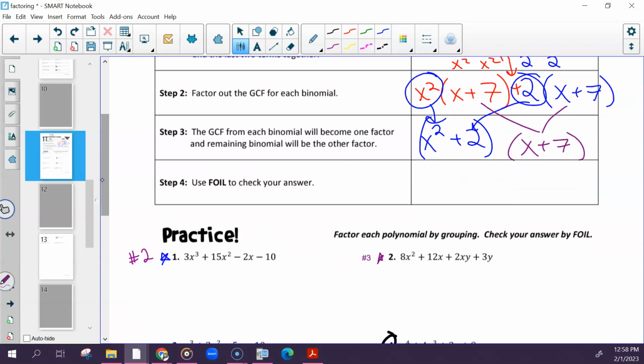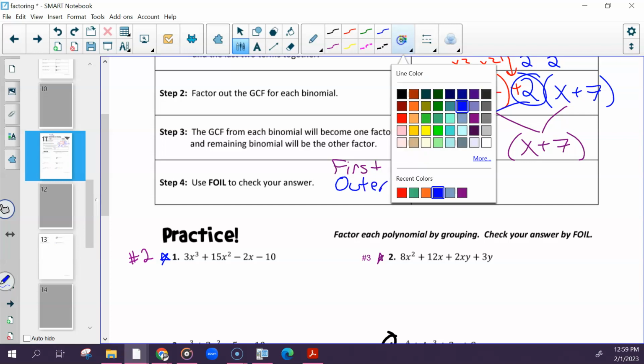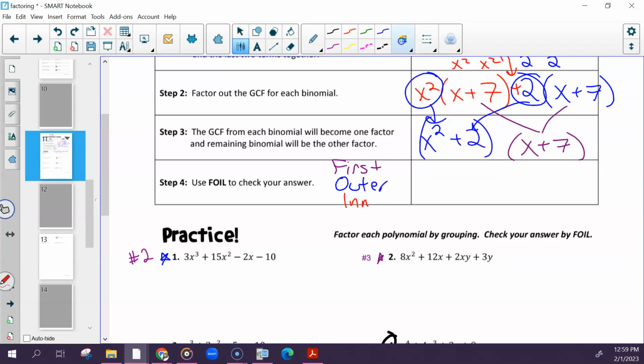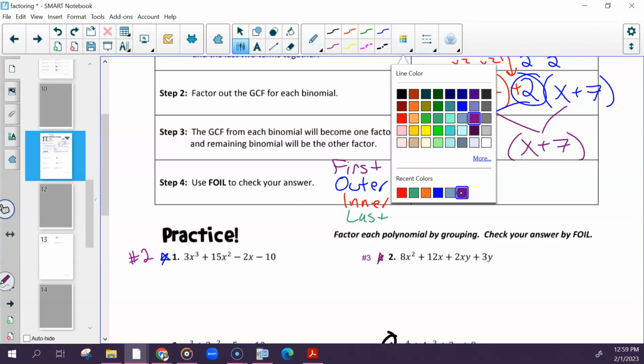We're going to check our answer, but before we do that, do we have any questions so far? Right. This last step says use FOIL, so if you're not sure what that means or what that is, I'm going to write it out. It stands for first, outer, inner, and last. If that still makes no sense to you, we are going to do it.